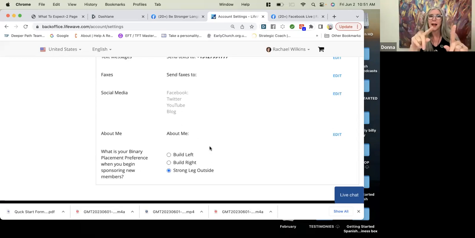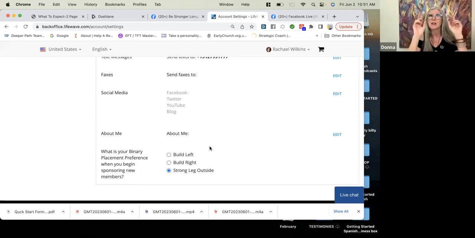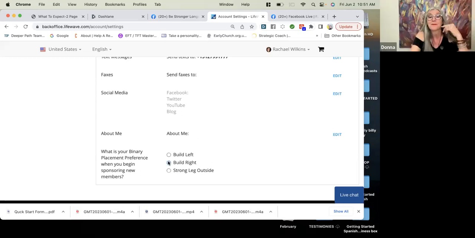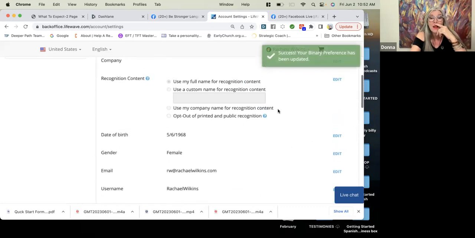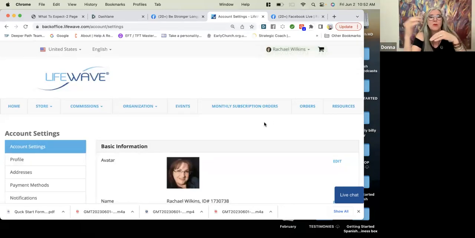But the question is, do you want it to go on your strong leg, or do you want to cycle? If you are talking to somebody and they seem kind of independent and they just don't want to work with you, but they want the product, there are a few of those, not many. I would click on build right. So I'm going to put that for now, because next time you want to enroll them on the right.